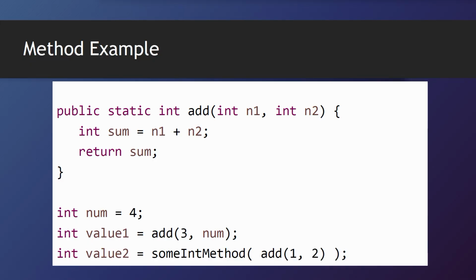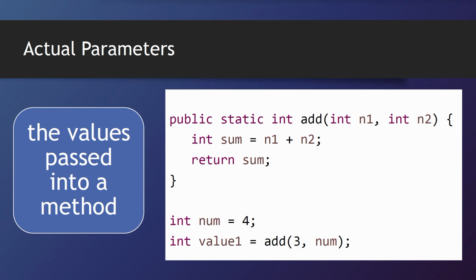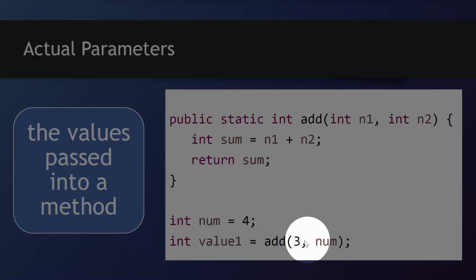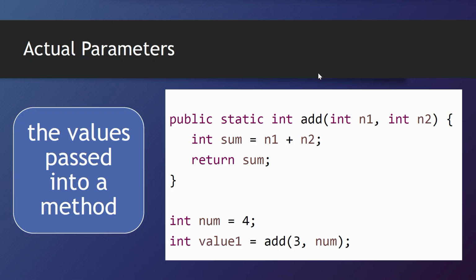If a method has formal parameters, then when you invoke the method, you have to send that required data into the method. Actual parameters, or arguments, are the values passed in when you invoke the method. You can pass in values or variables of the specific type. The actual parameters have to match the formal parameters in type and order. In our example here, when we invoke the add method, we pass in the actual parameters of the value 3 and the variable num, both of which are of type int as required.